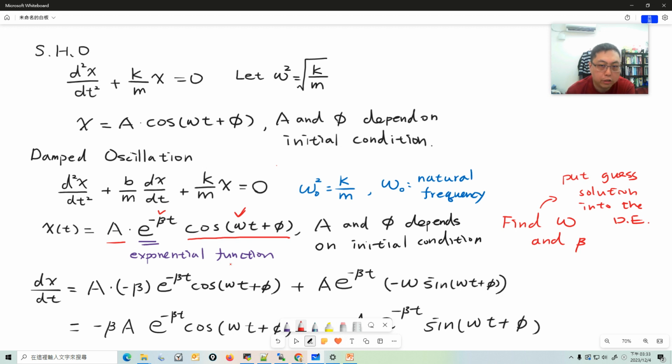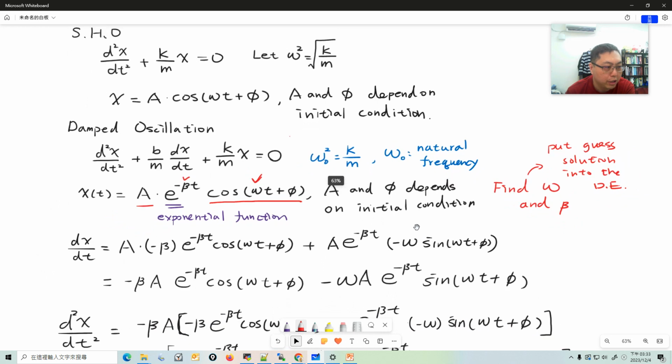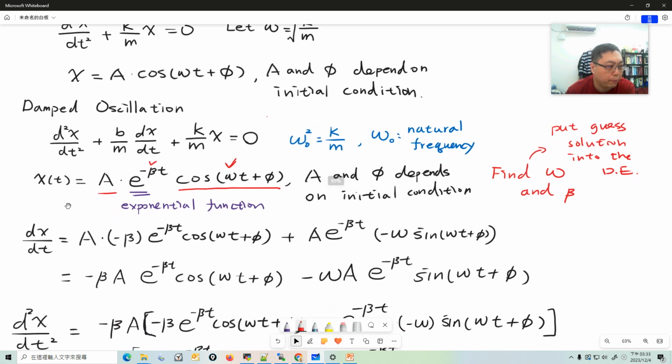The calculation detail is very long, so I just write it down in advance. We want to put the x back into the equation, because what's the solution? The solution just means that if you put a solution back into the equation, it is valid. So let's put this x back into the differential equation.